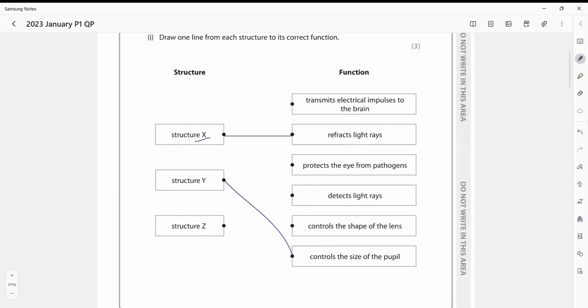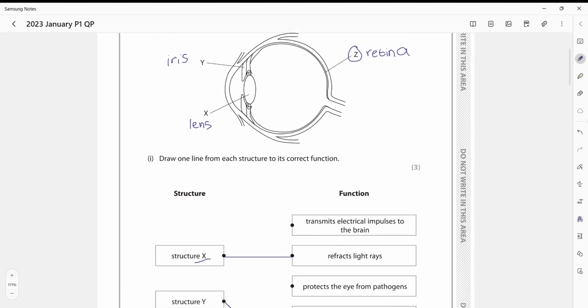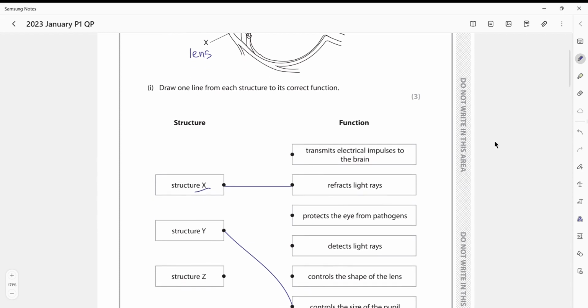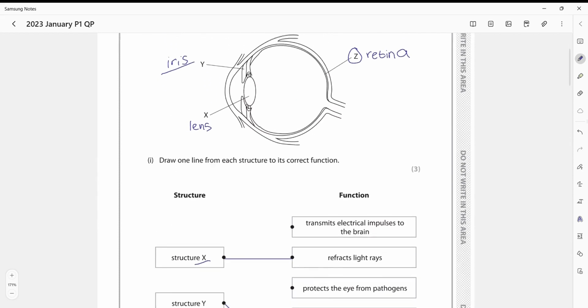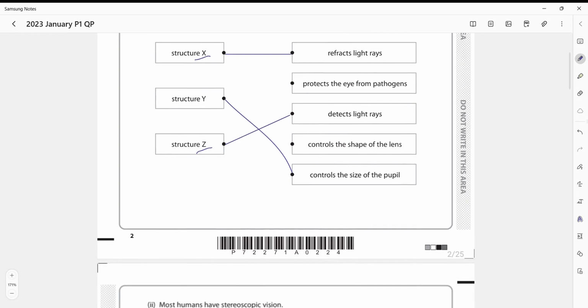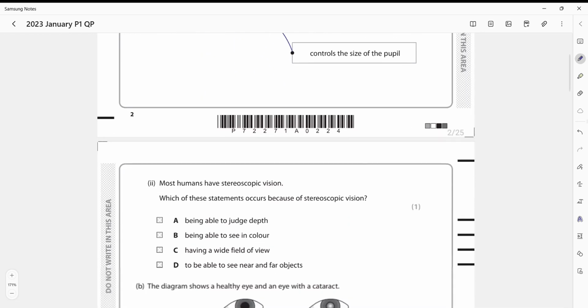Your pupils can dilate, which means they get larger, or your pupils can get smaller, in which case they would constrict. The purpose of your iris is to ensure that not too much light comes in, because you don't want your eyes to get damaged. All right, and structure Z over here, that is the retina, and the retina here detects the light rays. So that's the answer for question A1.